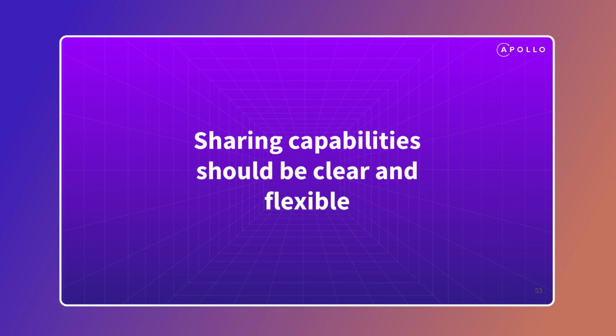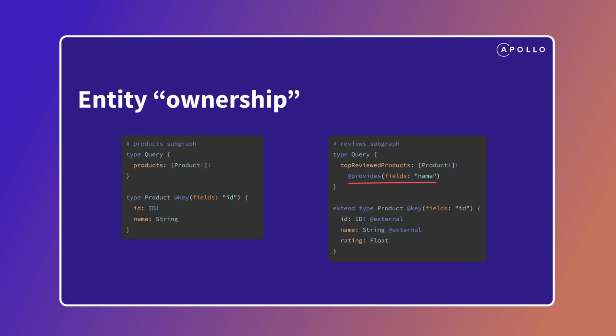The third lesson is around ownership and sharing capabilities. We realized that teams really cared about determining the source of truth and making their API really predictable, but that sharing capabilities was really important both for migration purposes and for optimization purposes. In Federation 1, the ability to share fields was both a little too strict and a little too permissive at the same time. Here's an example with this products and reviews subgraph example.